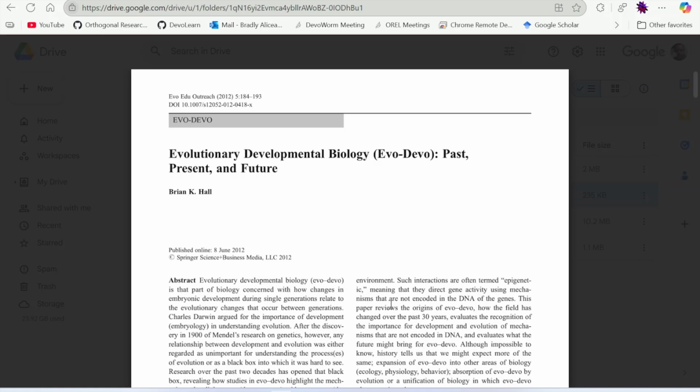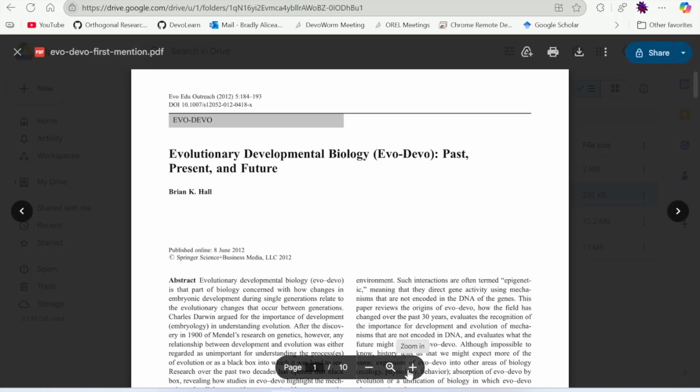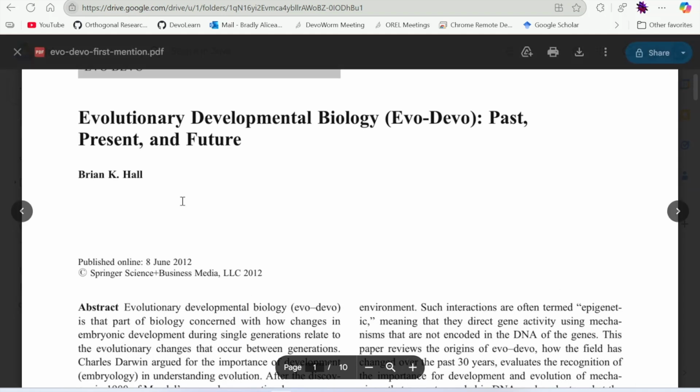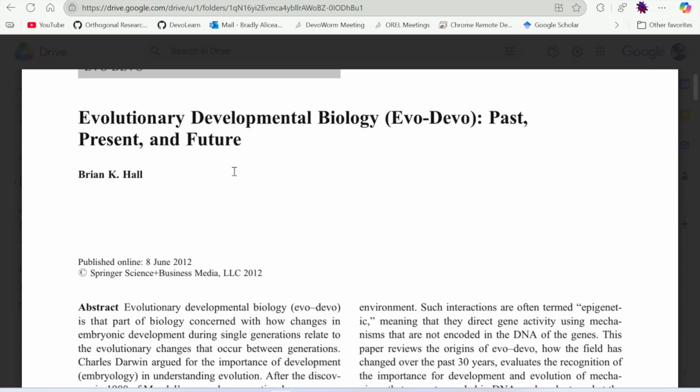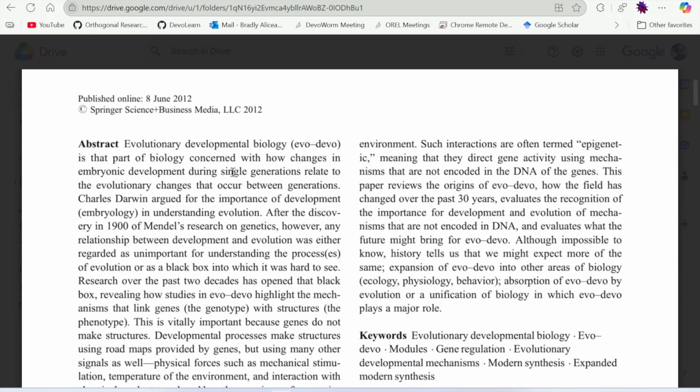In any case, this is an article from Evolution, Education, and Outreach, by Brian K. Hall, on the past, present, and future of EvoDevo. It was published in 2012, so it's a little bit dated, but it does give us a nice view of the history of EvoDevo, where it comes from. As I mentioned, this really goes back to the 19th century, this tension between Darwin's ideas, Mendel's ideas, and the embryologists and what they were doing at the time.